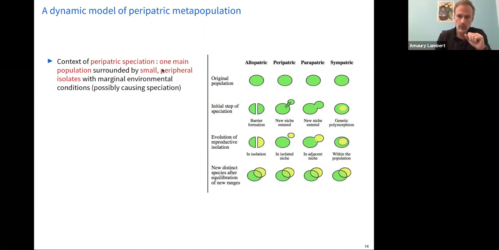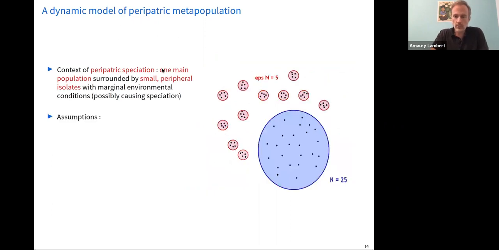Peripatric speciation is pretty much the same, but with the idea that you start with one main population surrounded by small, what are called peripheral isolates. And these isolates are supposed to dwell or to inhabit marginal environmental conditions, possibly causing speciation due to local adaptation. And so here the assumptions basically mimic this cartoon of one main population surrounded by small colonies.